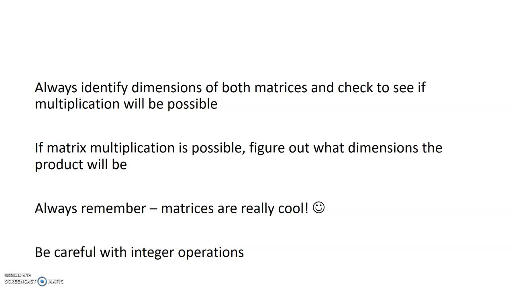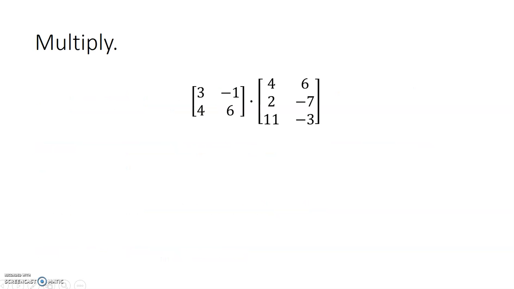If it turns out that it is, I like to figure out what dimensions the product is going to be. I always try to keep in mind that matrices are really cool, since matrix dimensions are always in the order of rows and then columns. I think like RC, really cool: rows then columns, and that plays into the matrix multiplication as well. And then I always try to be careful with my integer operations, because with the adding and the multiplying, and the positives and the negatives, it can be very easy to make a mistake.